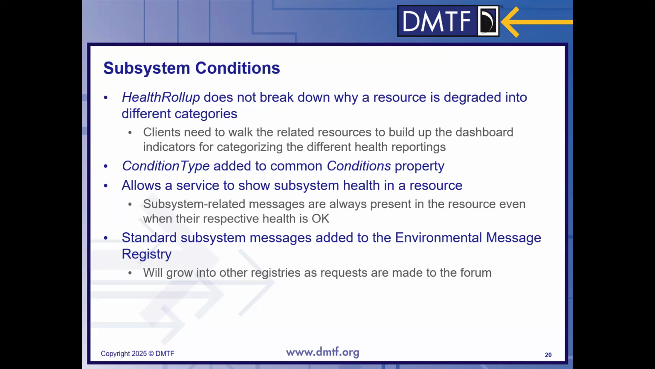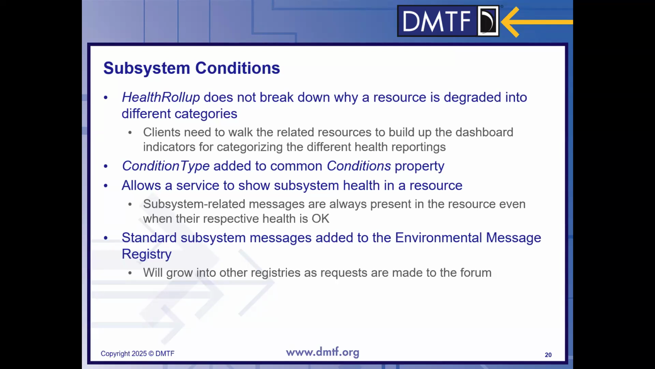We do have health rollup in status today, but it takes extra work to be able to say, well, I see a degraded health rollup, but why is that health rollup degraded? Can I attribute it to a single subsystem? How do I break that out to the different display panels for what's starting to degrade the health?